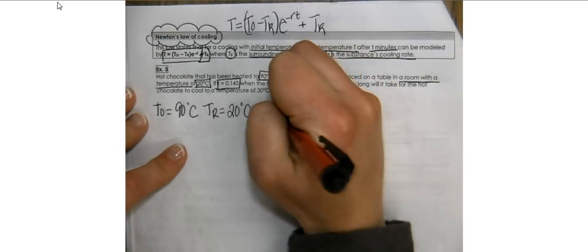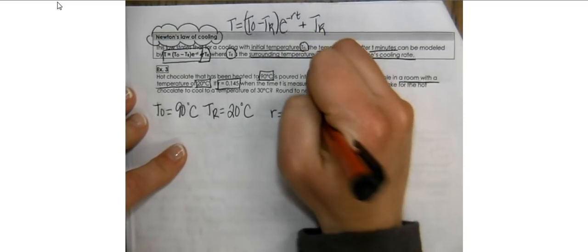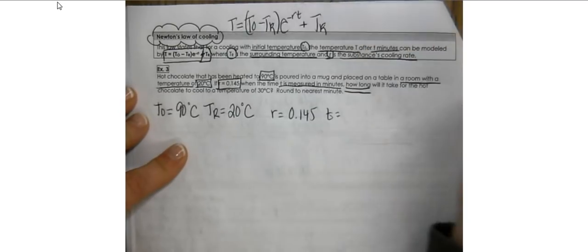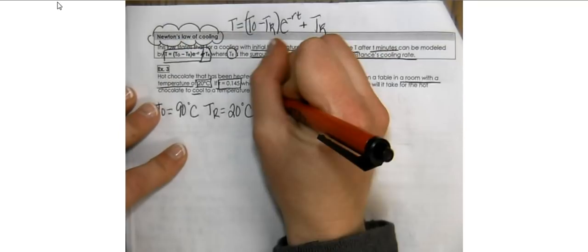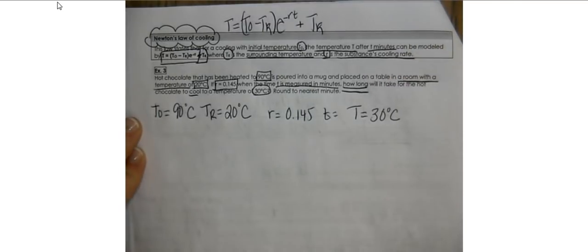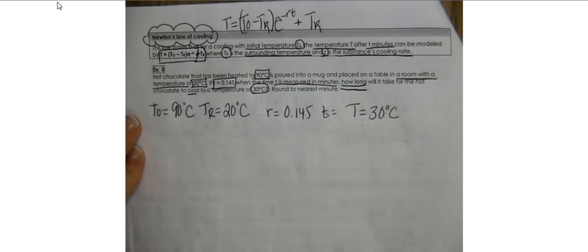If r is equal to 0.145, so little r is equal to 0.145, when the time t is measured in minutes, how long, the little t time, will it take for the hot chocolate to cool to a temperature of 30 degrees Celsius? So we want regular T to be 30 degrees Celsius. And we're going to round our answer to the nearest minute.